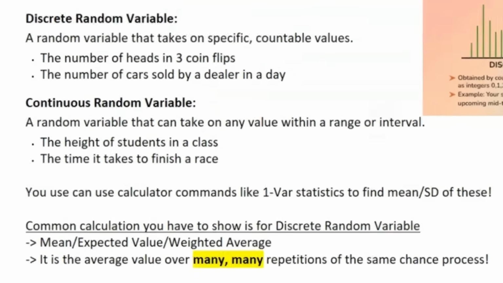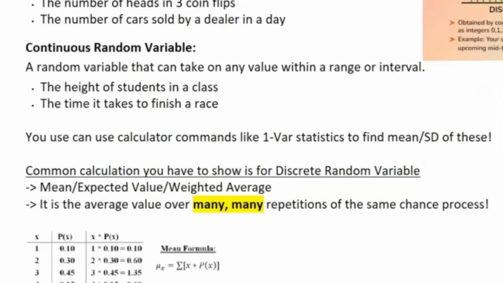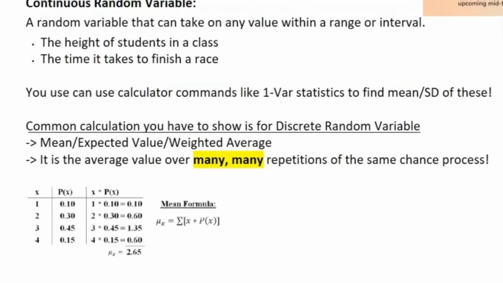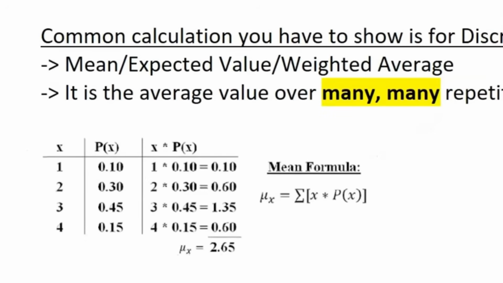All right, so if you want to find the mean and standard deviation of discrete or continuous variables, you can also use one variable statistics on your calculator. And a common calculation you will probably have to show for a discrete random variable is calculating the mean or expected value, the weighted average. It is the average value over many repetitions of the same chance process for this discrete random variable. Here's an example. You can see X basically just describes the value of that discrete random variable, and then P of X is just the probability of each of those values. And so what you would do is quite literally just multiply across: 1 times 0.1, 2 times 0.3, all the way to the end. And then whatever you get, you add everything, and that is your mean, weighted average, expected value.